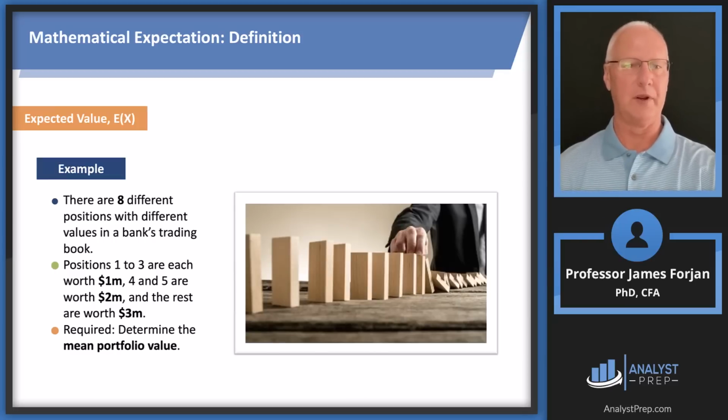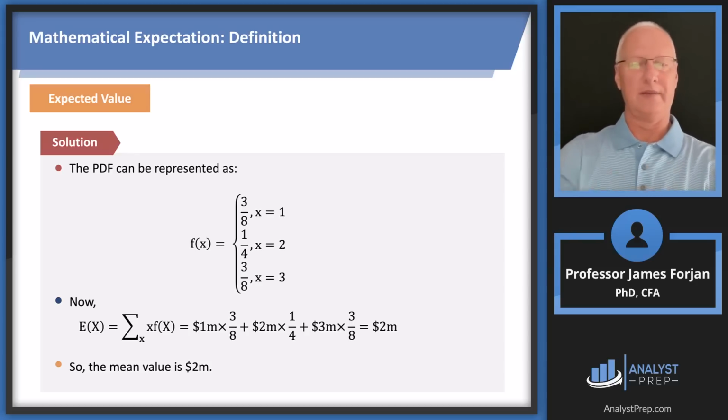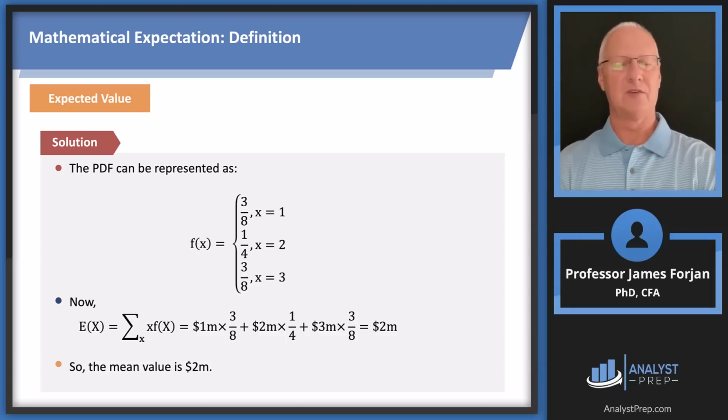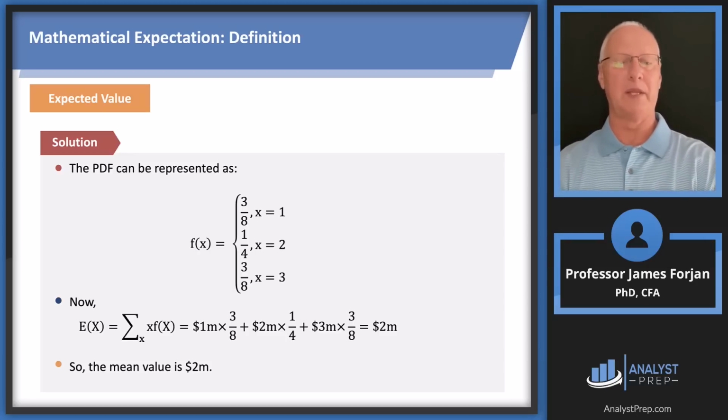Let's do just a quick example here. 8 different positions. So we've got 3 of them worth $1 million, 2 of them worth $2 million, and then the remainder are worth $3 million. What's the expected value of the bank's trading book? So this is super simple, and you don't even need that f of x in there. So look down at the bottom here. So the expected value of the portfolio, the expected mean value. So all we're going to do is take a probability weighted. So we've got 3/8 and then 2/8, that's 1/4, and then 3/8, and we're going to multiply each of those by $1 million and $2 million and $3 million. And so if you do the math quickly, that's $2 million.